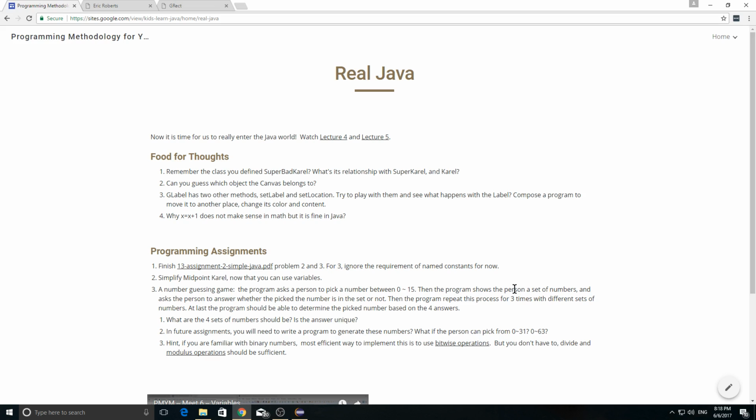Person A shows person B 3 cards. I thought it was 4. Yes, 4 cards, I'm sorry. Each card contains a set of numbers, and person B answers whether the number he picked is on that card or not. If it is, say yes. If it's not, say no. After 4 questions, person A should be able to guess the number.